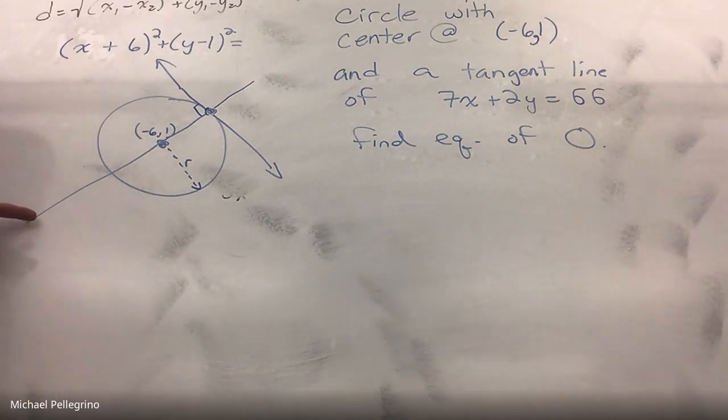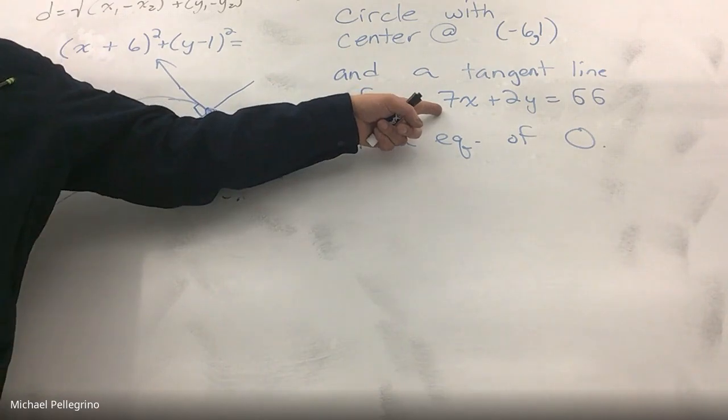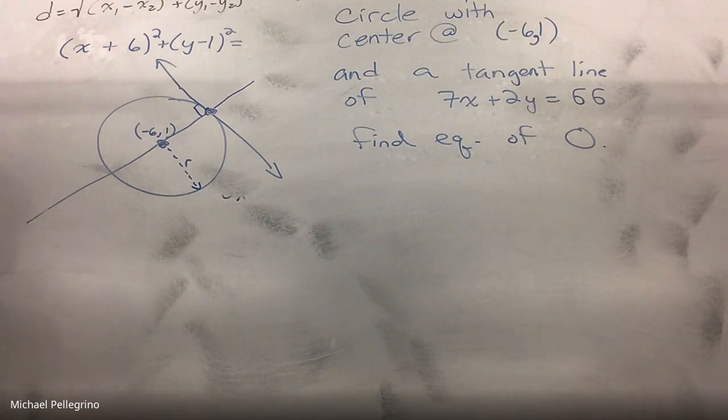So first, let's find the equation of this line. I've already got this one here. What do I need to do? Not exactly. But we have to flip something and change its sign. Sure, okay. Put it in y equals mx plus b. That's a good first step. Let's see, that would be 2y equals negative 7x plus 66, or y equals negative 7 over 2 x plus 33.